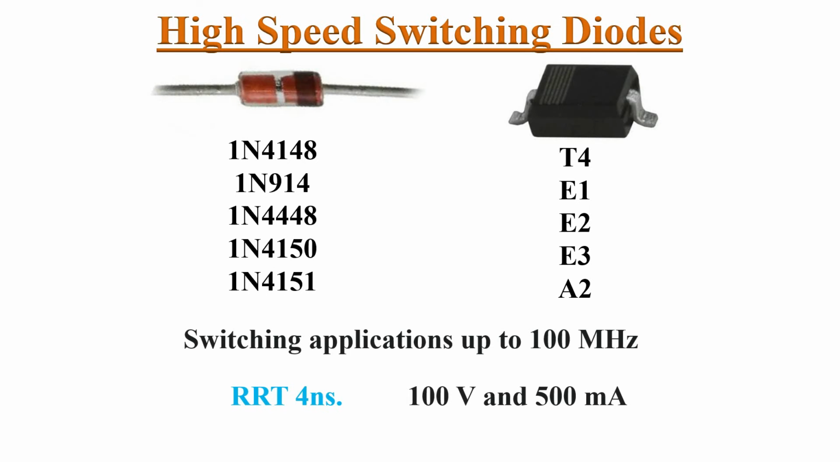1N4148 is a high speed switching diode useful in switching applications up to 100 MHz with reverse recovery time not more than 4 nanoseconds. 1N4148 family SMD diodes are marked with this type of 2-digit marking text.